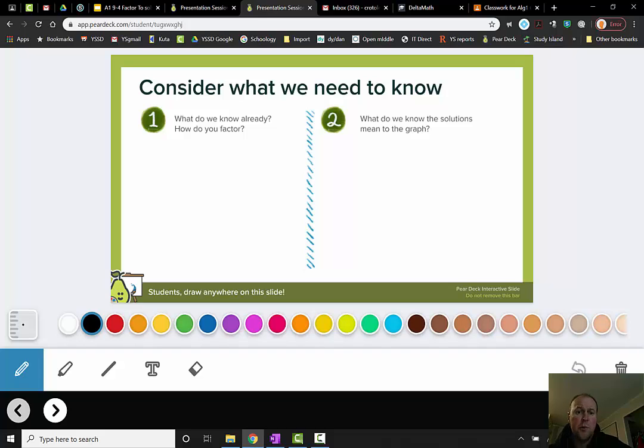Alright, so what do you already know? How do you factor? So you can make up an example, whatever you want to use there, or just explain how it's done. And then, what do we know? What's it mean to the graph? So solutions are also what on your graph? I don't know. No, that's not true. I do know. Just take some time, reflect, put something down there, and then you'll have it all straightened out for yourself as well.